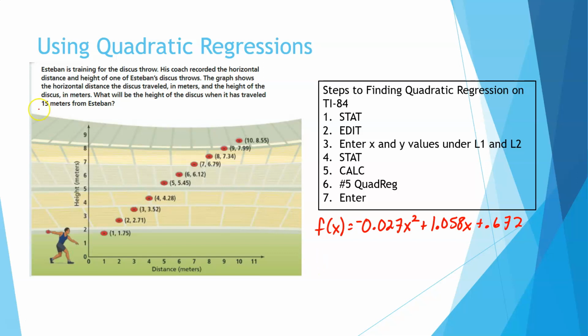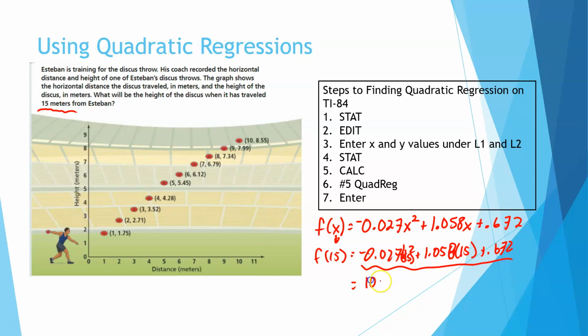And now I can go back to the question. Again, it wants to know what will the height of the ball or the discus be after 15 meters, which means they're giving me an input of 15. I type that in. Oh, I'm supposed to put 15 in for that. And again, I would type all of this into my calculator in one shot, and I got 10.467 meters, but this is where I would for sure read Pearson.